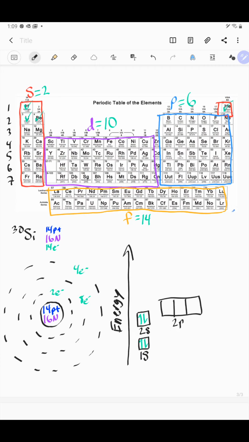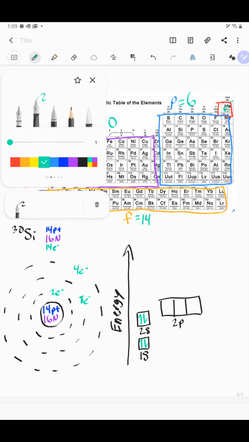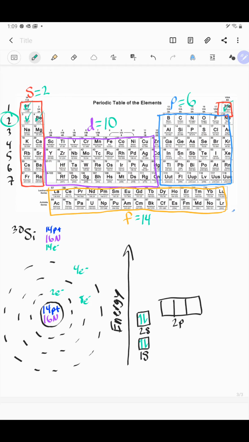So you have 2p here. We're in the second energy level, and we are in the p block, or the p orbital. So 2p, and we are going to need to fill this up all the way because silicon is not in this energy level. So 1, 2, 3, 4, 5, 6. And then we can cross off on our periodic table where we're at. 1, 2, 3, 4, 5, 6.